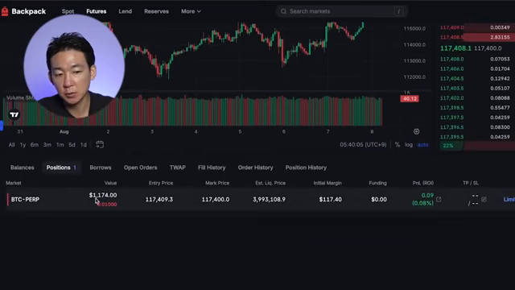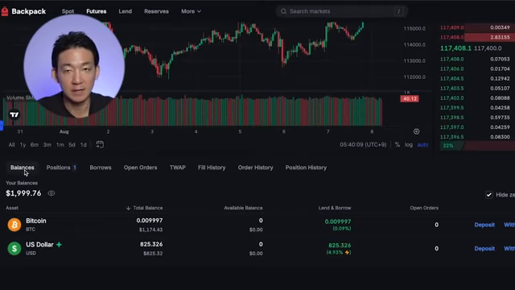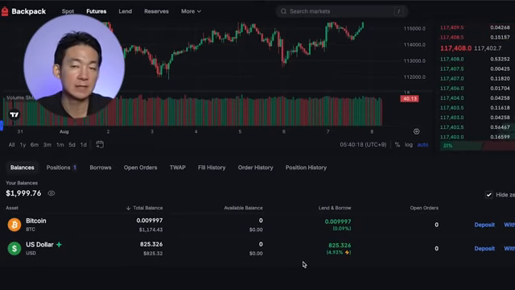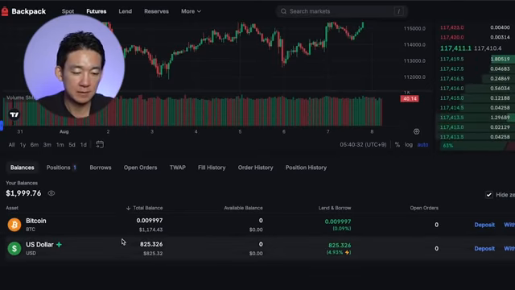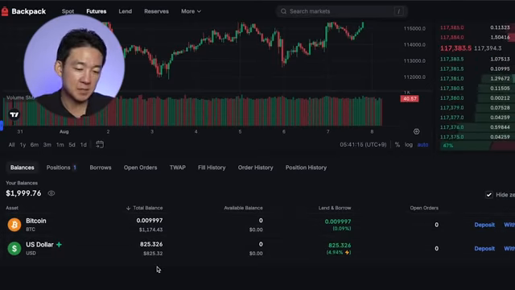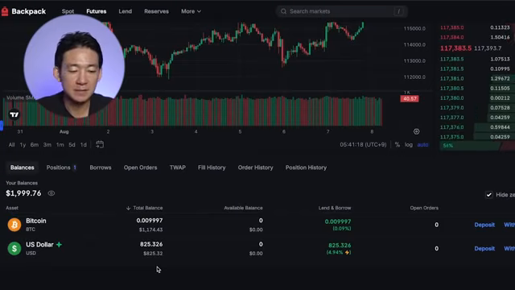And let me show you one more thing. On the balance, we still have roughly 825 US dollars. This is going to be lent out, and you're going to generate about 5% on this USD. You see what's happening? Originally I had 2,000 US dollars, right? And I bought roughly 0.01 Bitcoin, and I took the position on perpetuals, roughly the same amount of Bitcoin. However, in my portfolio, I still have 825 US dollars. You see what it means?